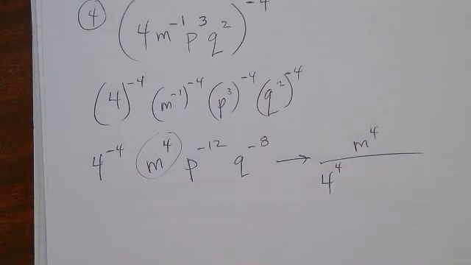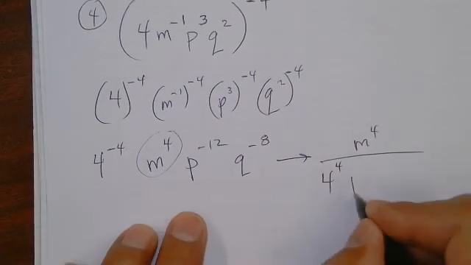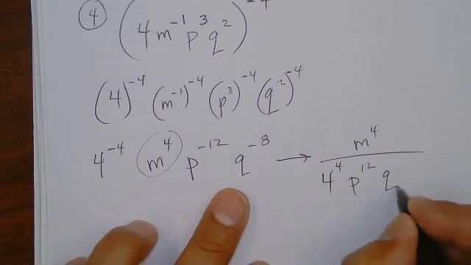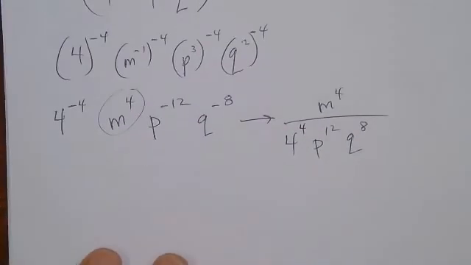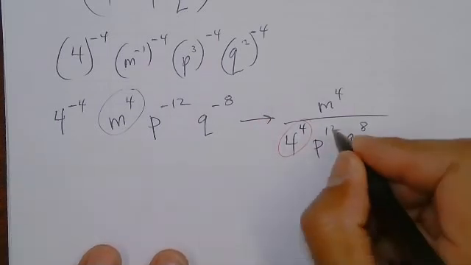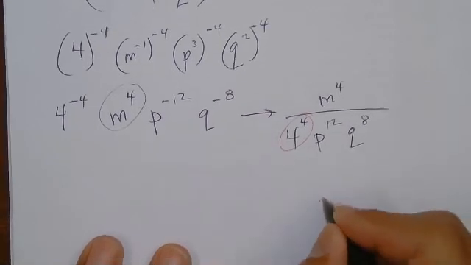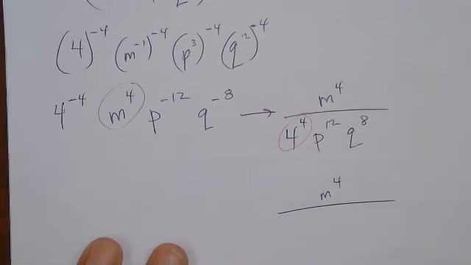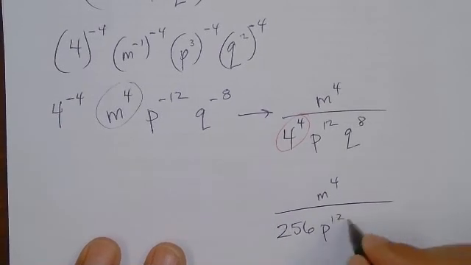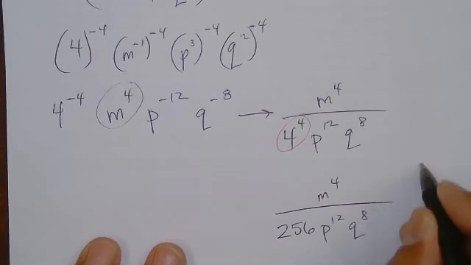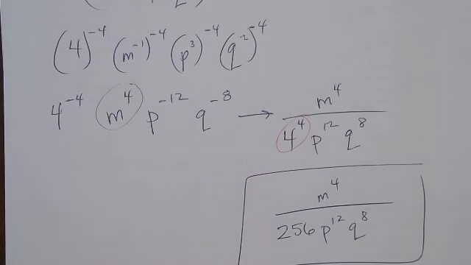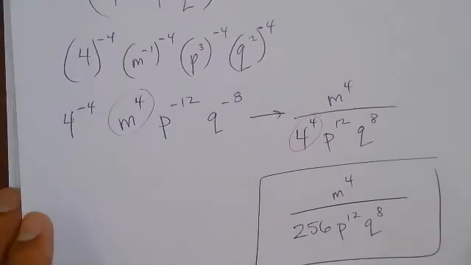What happens when this one goes down? It'll be 4 to the power of positive 4 now. Now you can get an answer for that. And this will be p12 and this will be q8. Now this is going to be kind of a big number right here. 4 to the power of 4 is 256. So the answer is m4 over 256 p12 q8. Yeah?